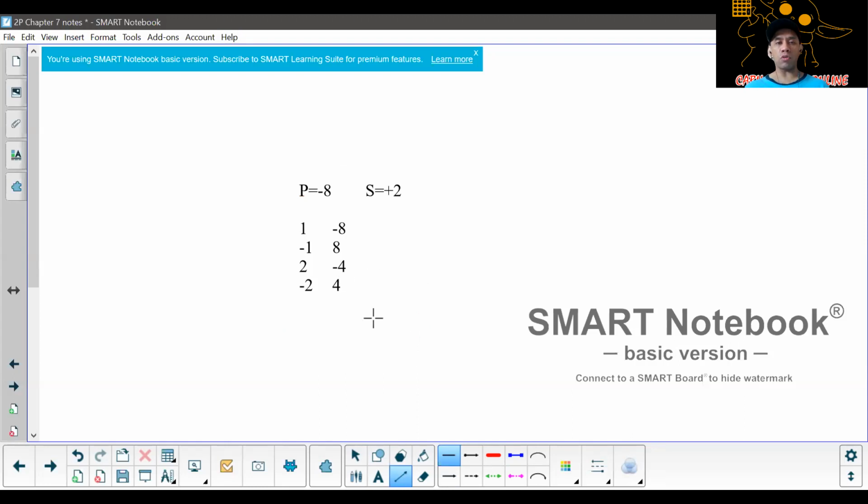Well, let's look at the first one. 1 minus 8 gives me -7, so that ain't it. -1 plus 8 gives me +7, so we know that ain't it either. 2 minus 4 is -2. All right, so notice by process of elimination, what we have here is -2 and 4. Just to double check, -2 plus 4 does give me positive 2 there. So those are indeed our two numbers there.